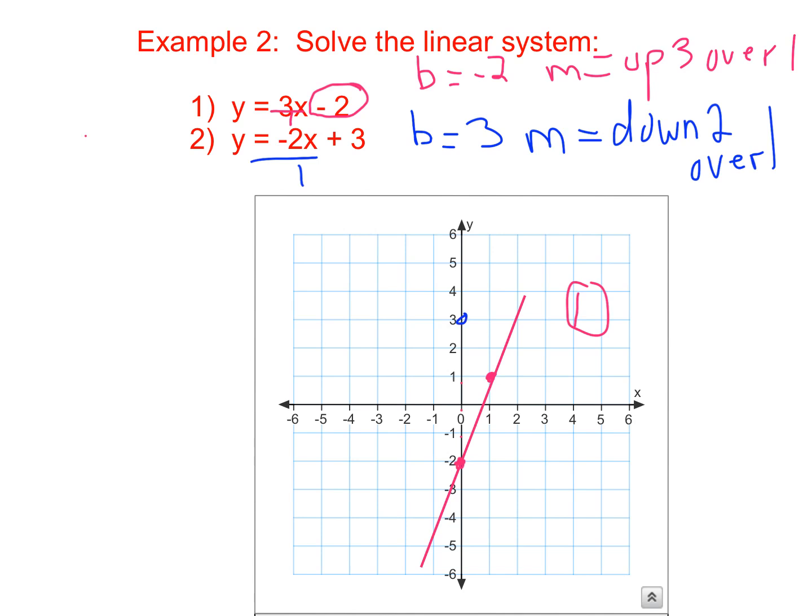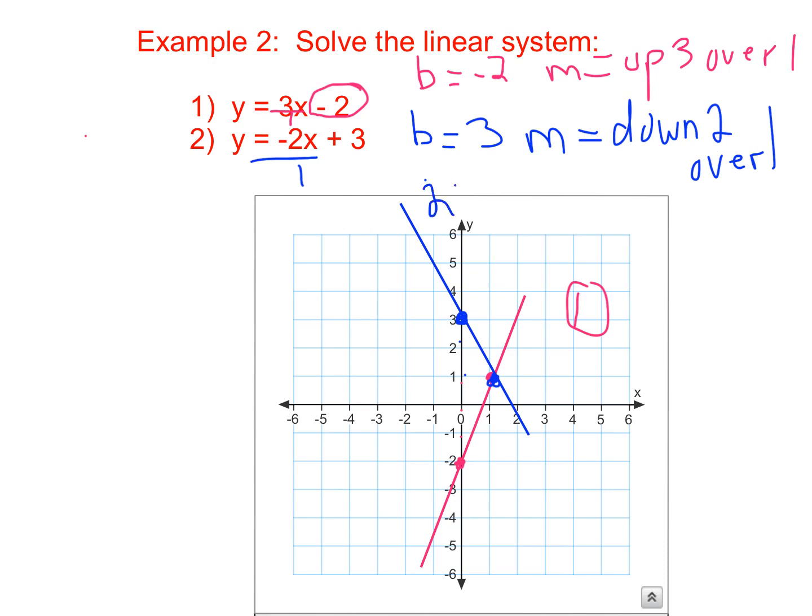We start with 3, and from 3 we're going to count down 2, and then we're going to go over 1. Oh, look at that. So we landed right on the same point that we had on the pink line. That's fun, because we can definitely tell what the point of intersection is between these two lines now. There we go. Did you notice I figured out how to draw a straight line? So I've learned something today also.